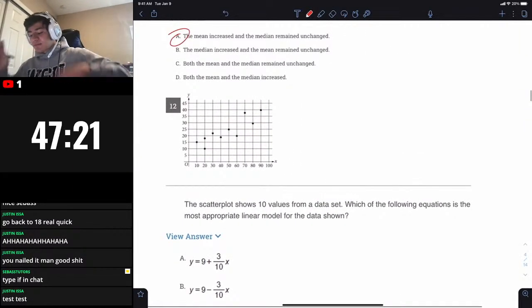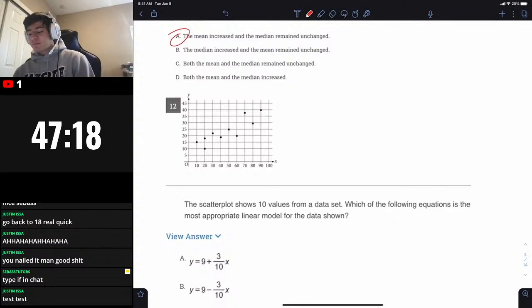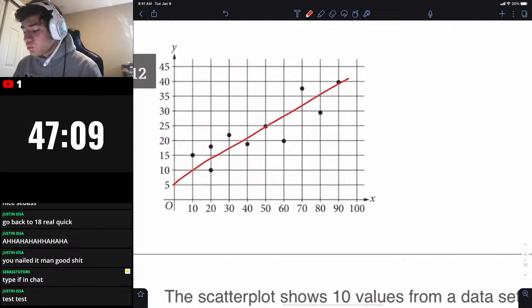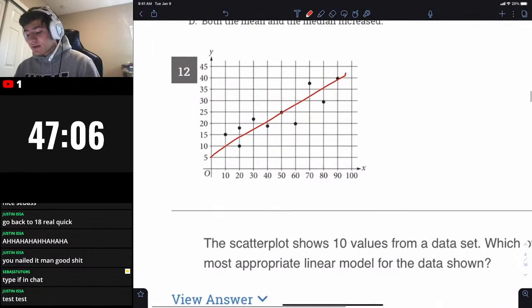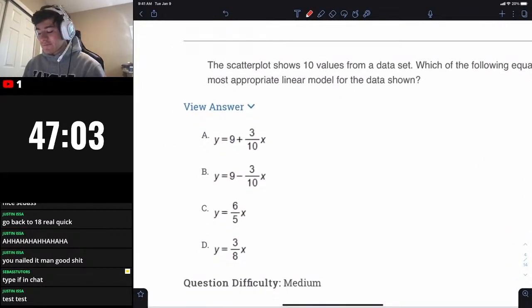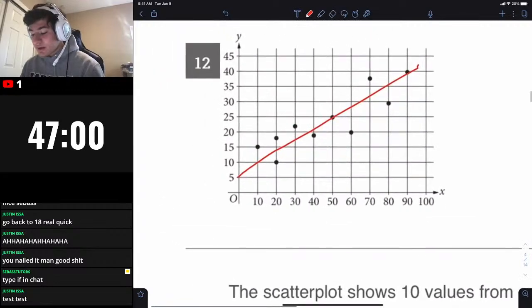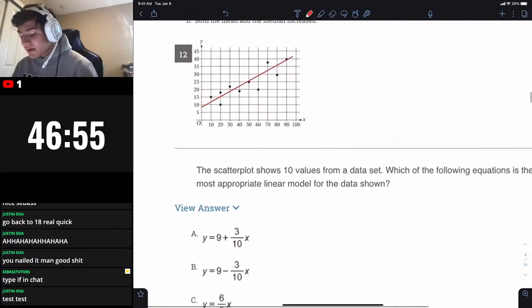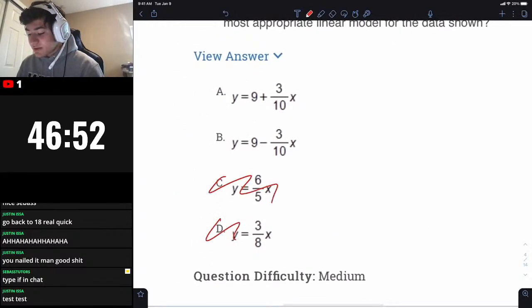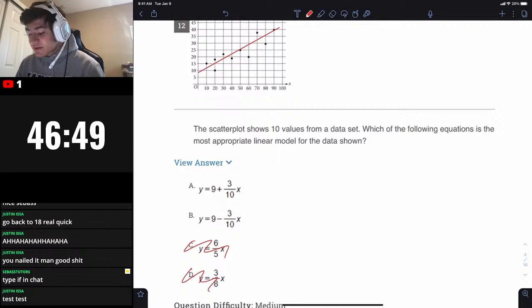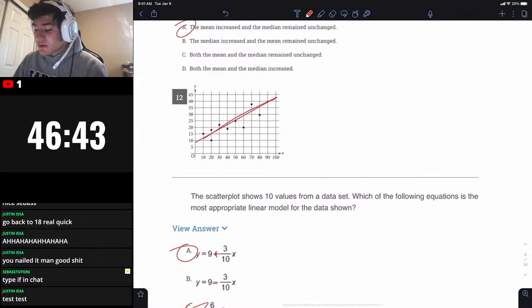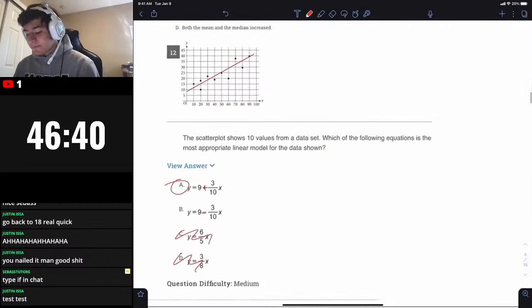All right, 12. The scatter plot shows 10 values from a data set. Which of the following equations is the most appropriate linear model for the data shown? I can draw a line of best fit if I need to here, so I'm going to draw one like that, and then I see that it has about a y-intercept of 5. Never mind, let's make it better. They're saying it has a y-intercept of 9, which is fine. So it's not going to be C, it's not going to be D. And then it's going to be A because it has a positive slope. B has a negative slope, but this line has a positive slope. So yeah, it's A.